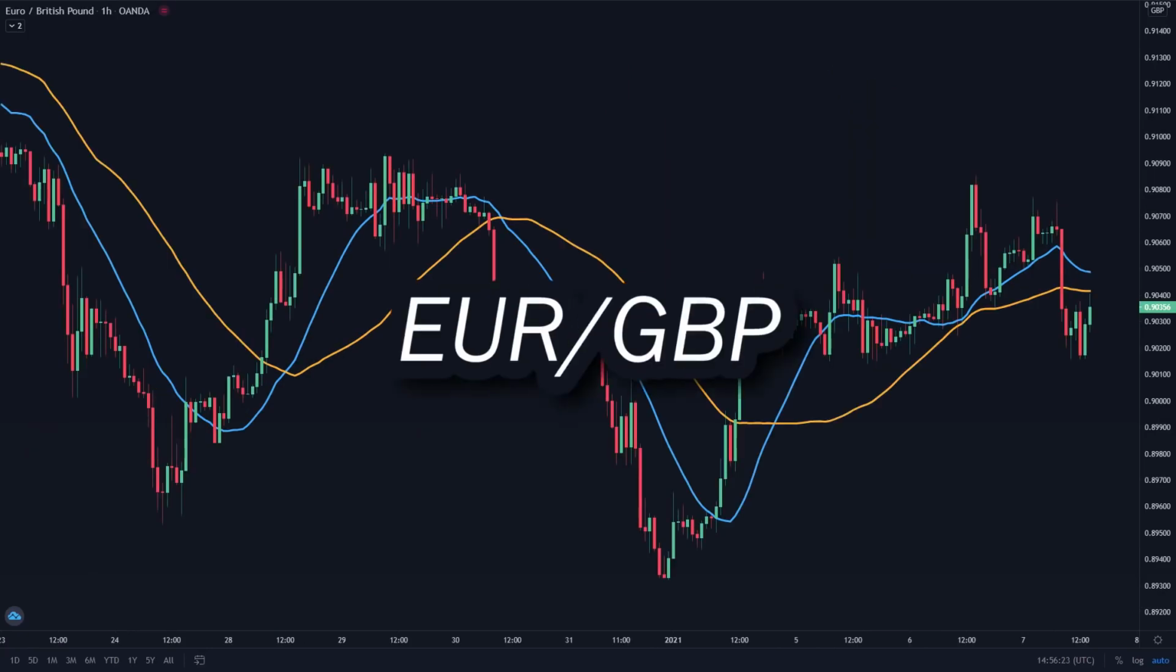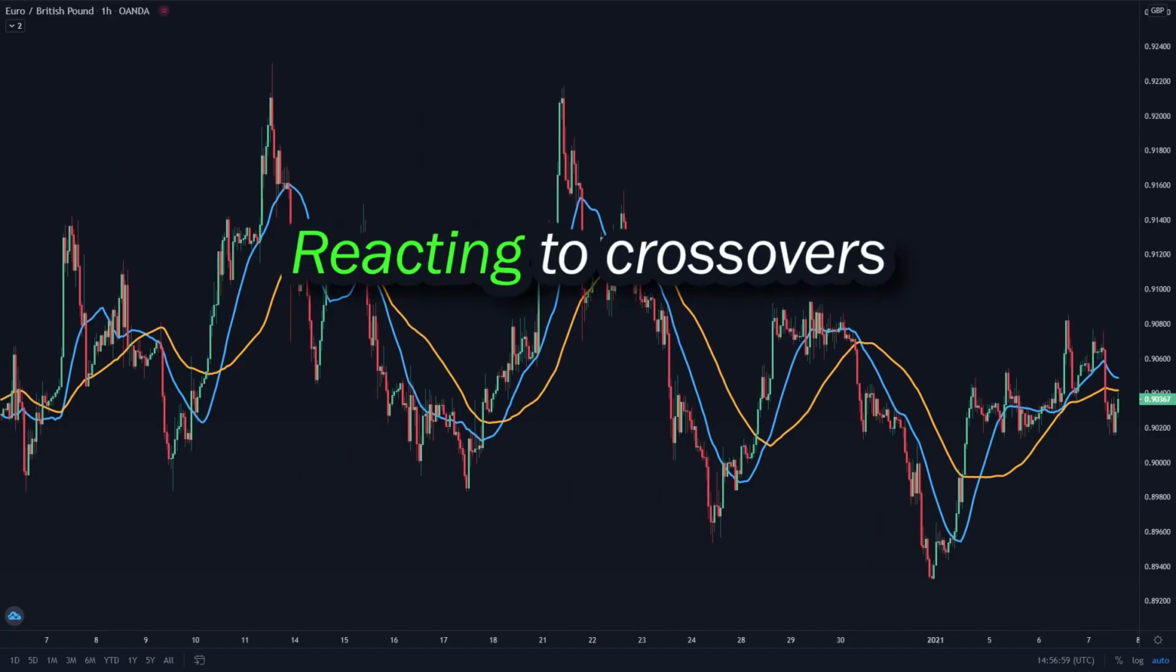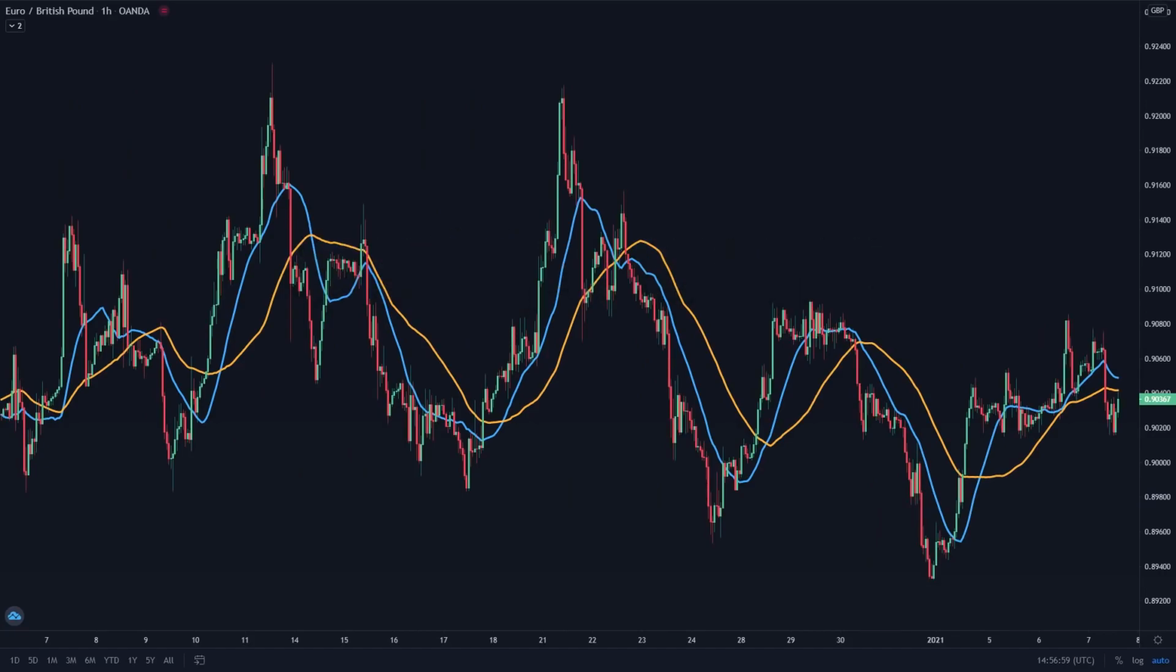Here's the Euro GBP. If you zoom out and look closely at the 20 and 50 period, we can actually see that the market tends to react to the crossover. Over here, we can see that the moving average crosses over upwards, and the price followed that signal and made an uptrend. Next, you can see it happening again here. The moving average crosses over downwards, and the price made a downtrend.